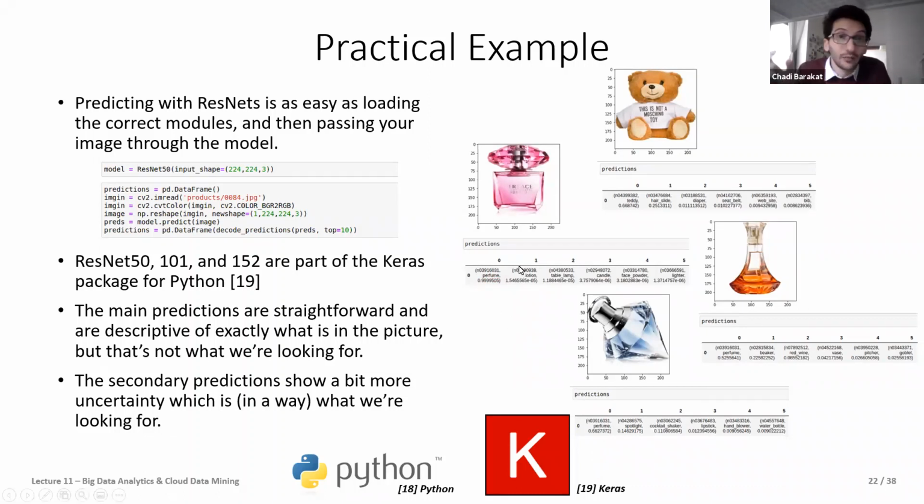But in this case, we don't care. We know these are bottles of perfume. What we care about instead is the other side, for example, table lamp, or in this case, beaker or vase or pitcher. In this case, we care about cocktail shaker.